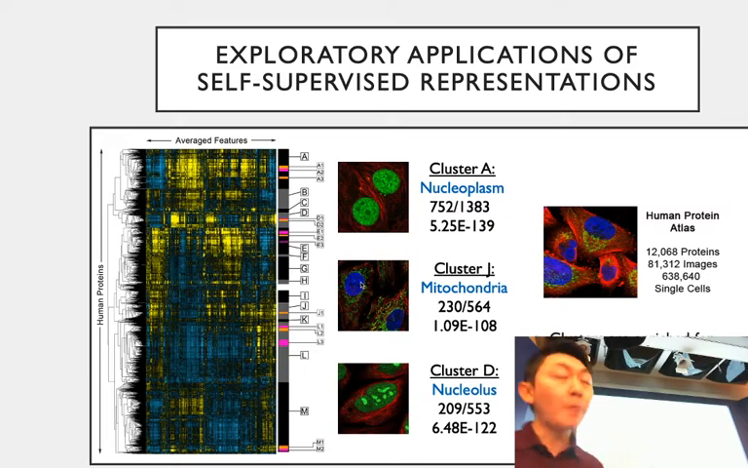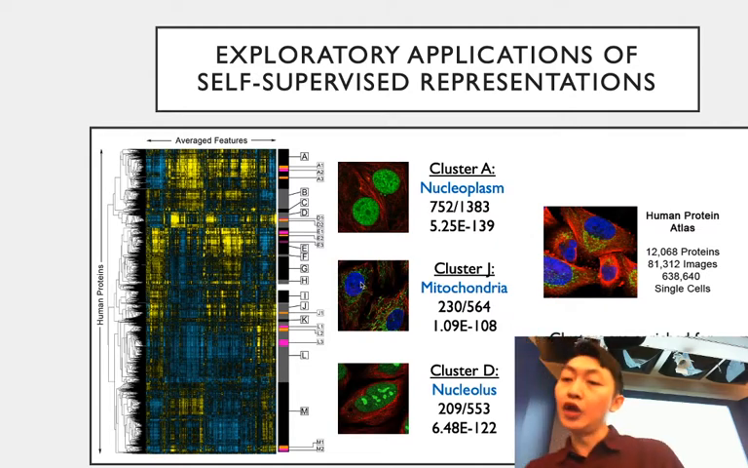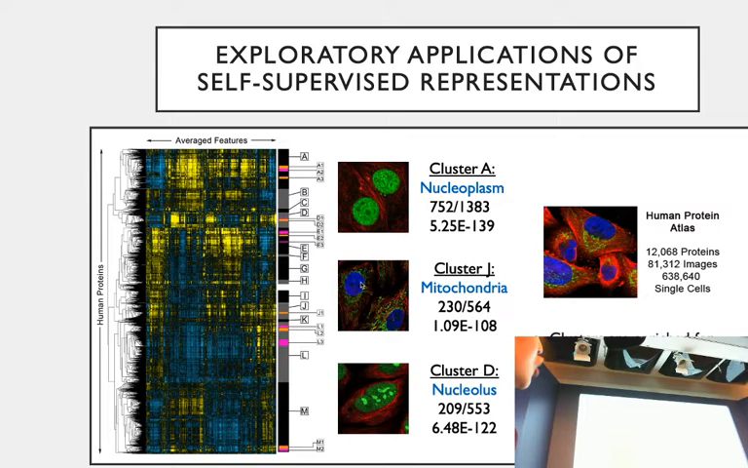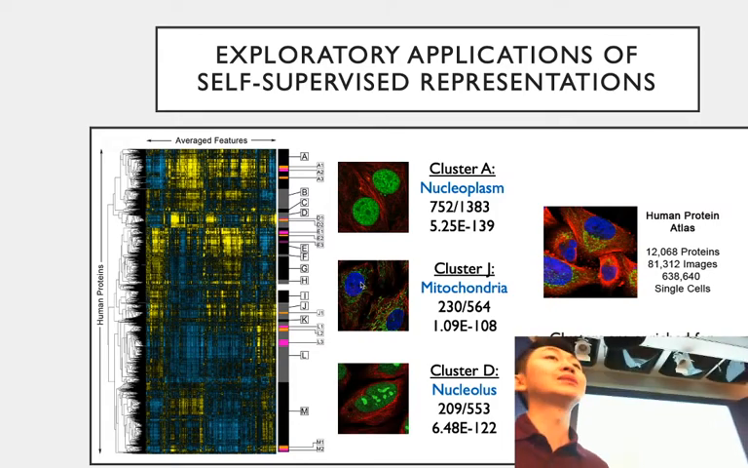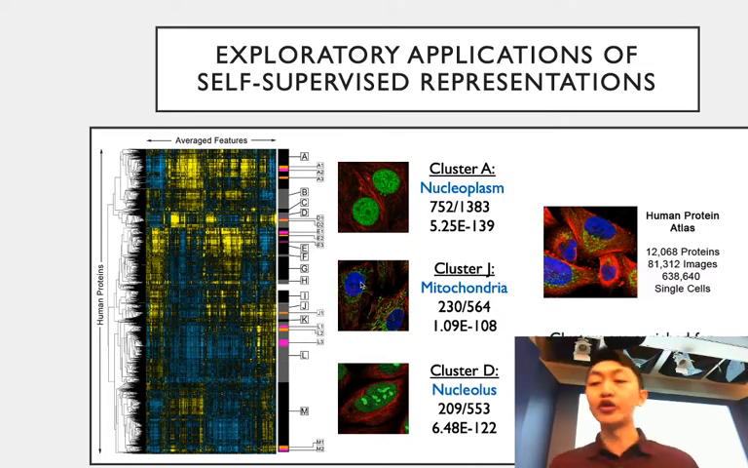So these are representations for human proteins that we've trained and extracted using the Human Protein Atlas. In total, there are about 12,000 proteins represented in this clustered heat map over here. So we've clustered them, and what that does is that it groups together proteins with similar representations. And then you can see, as expected, there are very strong enrichments for GO annotations for cellular component within each cluster.